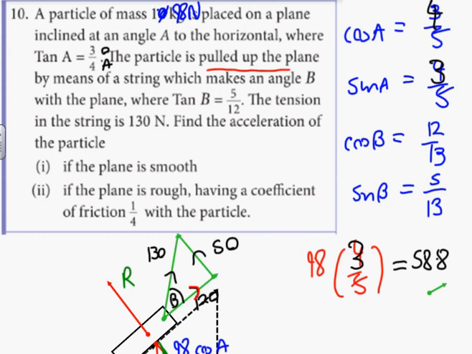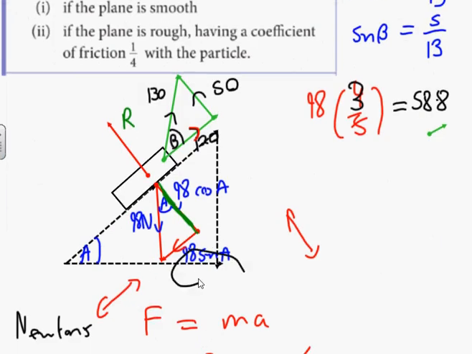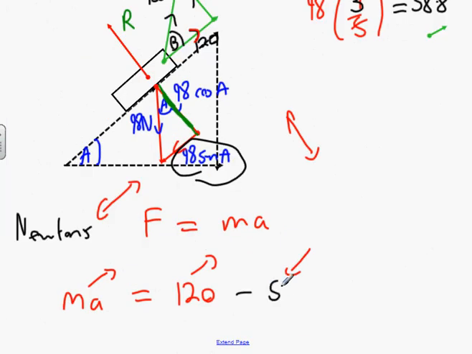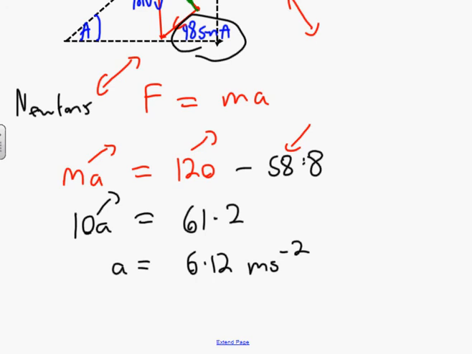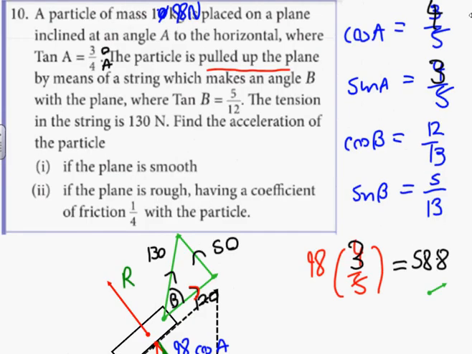58.8. So this 58.8 newtons, which corresponds to this part here, is acting downwards against it. So minus 58.8. Everybody happy with that? What's the mass of your object again? 10, isn't it? And A is going directly right up. So what's your 120 minus 58.8? 61.2. Alright, and then divide 61.2 by 10. 6.12 ms to the minus 2. That is your acceleration. Okay?